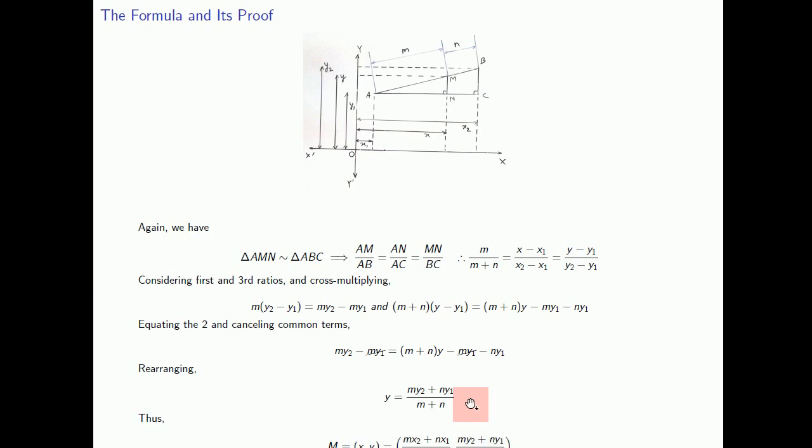So we have followed a similar procedure for the coordinate of y, but we have just considered a different ratio. So the coordinates of M, which divides the segment AB in the ratio m is to n internally, are given by mx2 plus nx1 upon m plus n and my2 plus ny1 upon m plus n. So this is the formula for internal division.